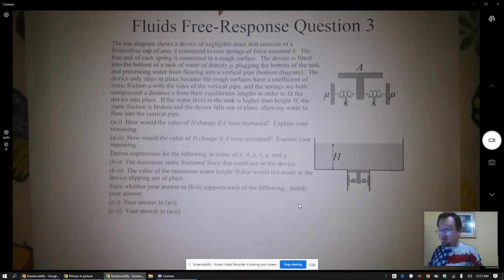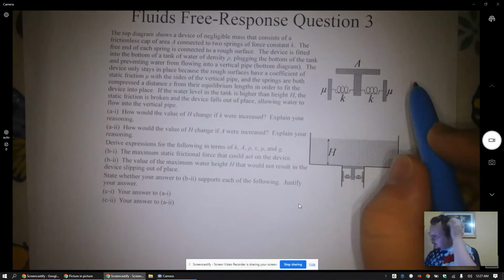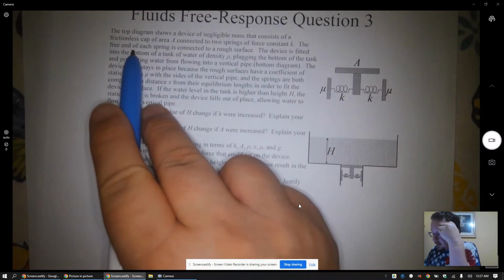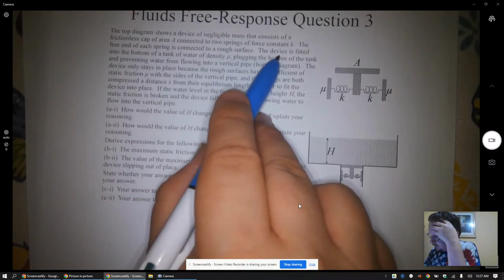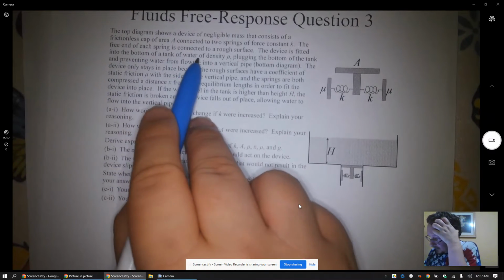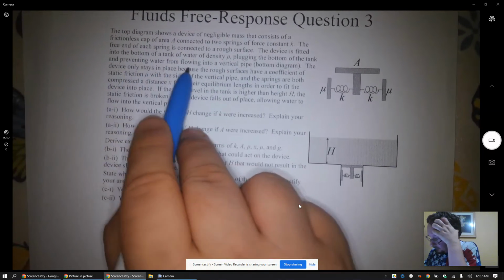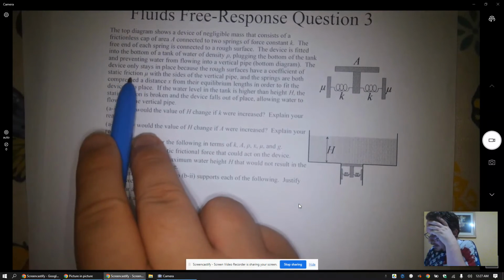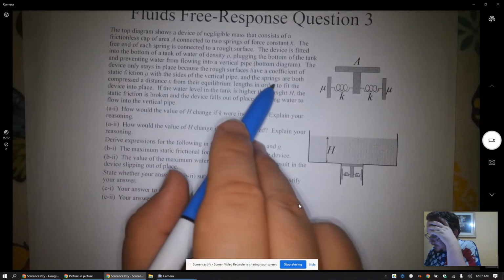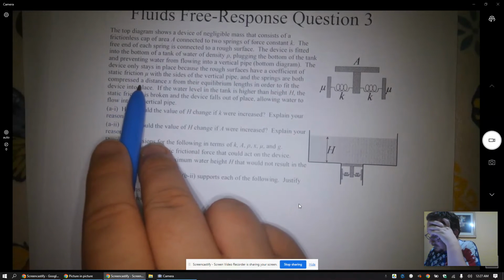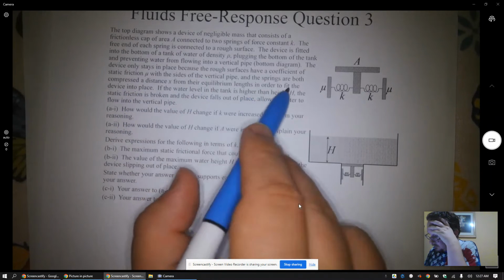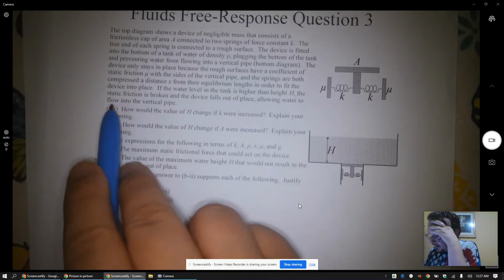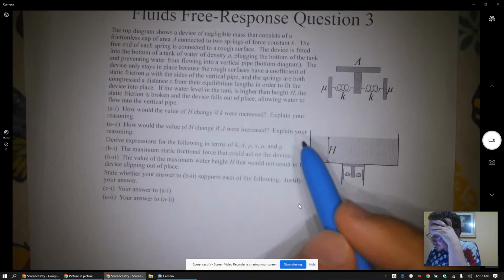Top diagram shows a device with no mass of its own and consists of a cap of area A connected to two springs, force constant k. The free end of each spring is connected to a rough surface. The device is fitted into the bottom of a tank of water density rho, plugging the bottom of the tank and preventing water from flowing into a vertical pipe. Bottom diagram. The static friction mu with the sides of the vertical pipe and the springs are both compressed. The distance x equals in order to fit the device into place. If the water level in the tank is higher than the height h, the static friction is broken and the device falls and the water flows.